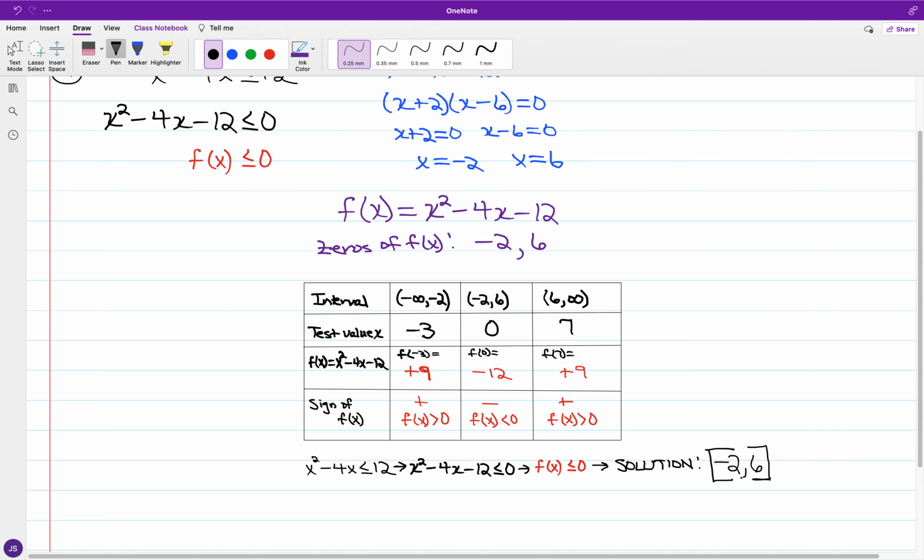So your interval solution is all values of x such that negative 2 is less than or equal to x is less than or equal to 6. And so you have a closed interval with brackets on both ends.